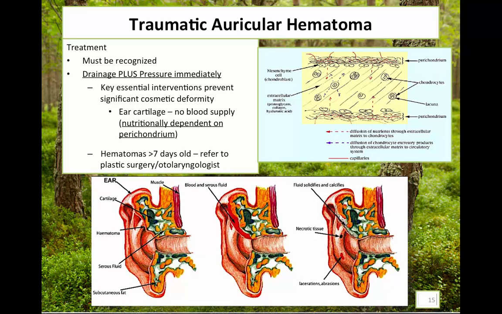Treatment of traumatic auricular hematoma must include drainage plus pressure immediately. Those are key essential interventions to prevent cosmetic deformity. And the reason for this is ear cartilage does not have any direct blood supply. It's nutritionally dependent upon the perichondrium, as depicted on the image to the right of this text.